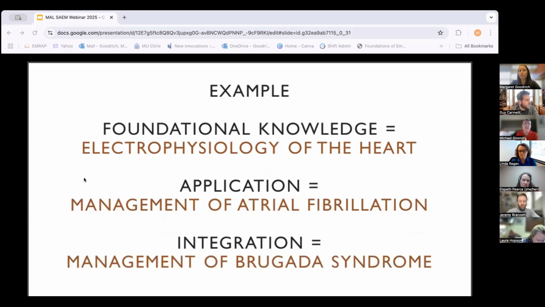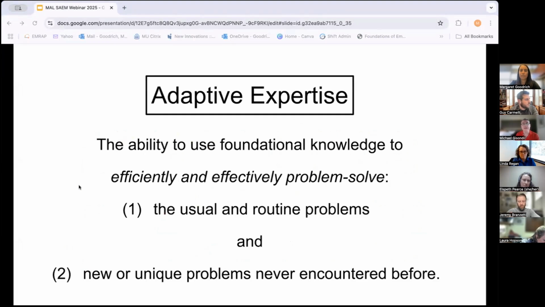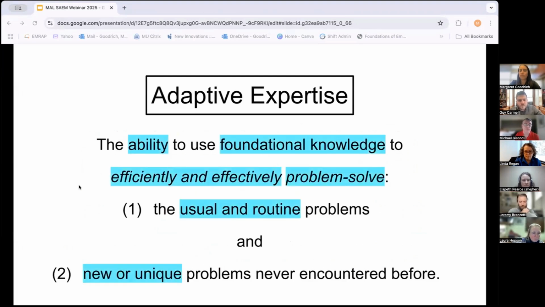We take different parts of our conceptual understanding of the heart and its physiology, and we have to think through how to manage Brugada based upon how we've managed other somewhat similar things. Great. So if we were to take these two and combine them together, adaptive expertise is an ability to use foundational knowledge to solve problems that are routine and problems that are never seen before. So if we highlight some of these words, I think it's important as we think through the hour.